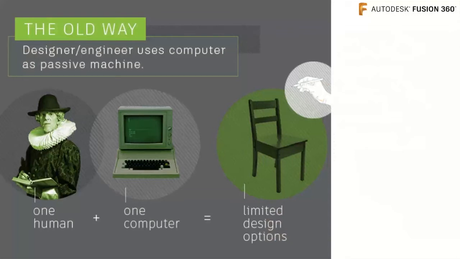But nowadays, when it comes to the design industry, some manufacturing companies or firms are still following the old way. We start from a single human idea using one computer, and the output will be limited design options. This is the old way. The designer or engineer uses a computer as a passive machine.